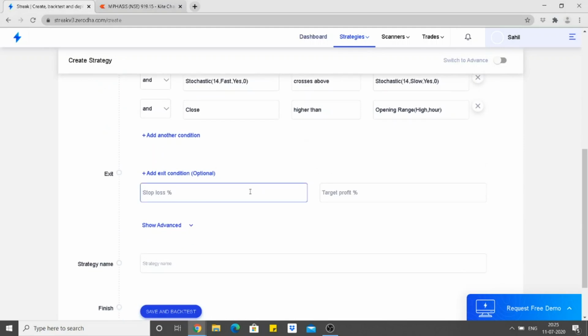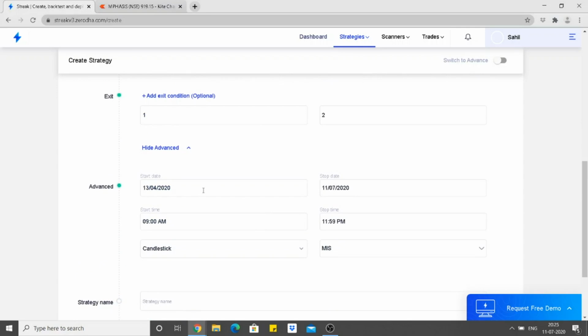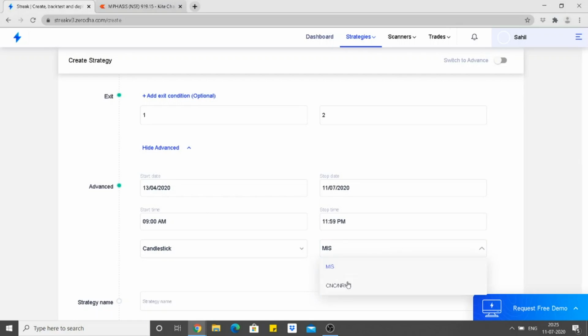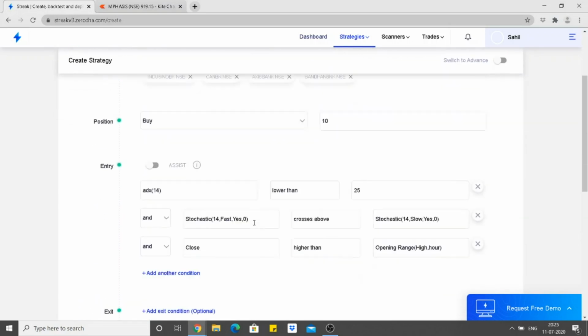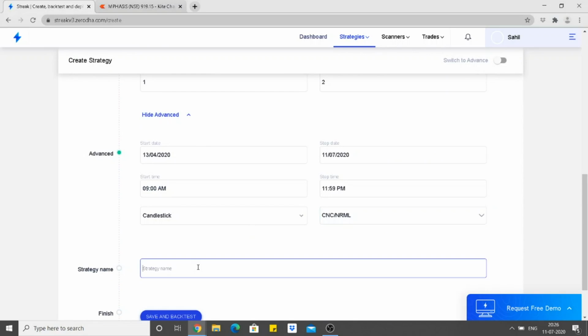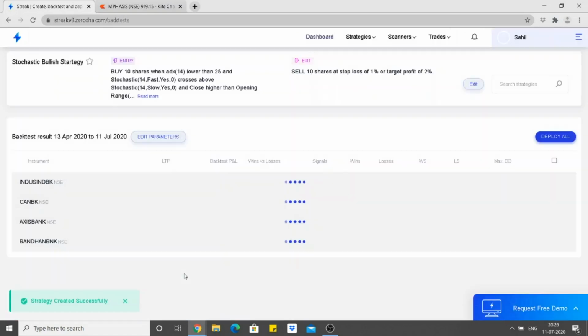Stop loss, we can put 1% stop loss and 2% target profit. And in the show advanced section here, you can alter the start date and the stop date for the backtesting, and the start time and stop time for which the strategy will take trades between, right? Over here, I'm going to change this to a CNC order because this is a CNC strategy, right? So let's go ahead and give this a name. We'll be saving and backtesting.